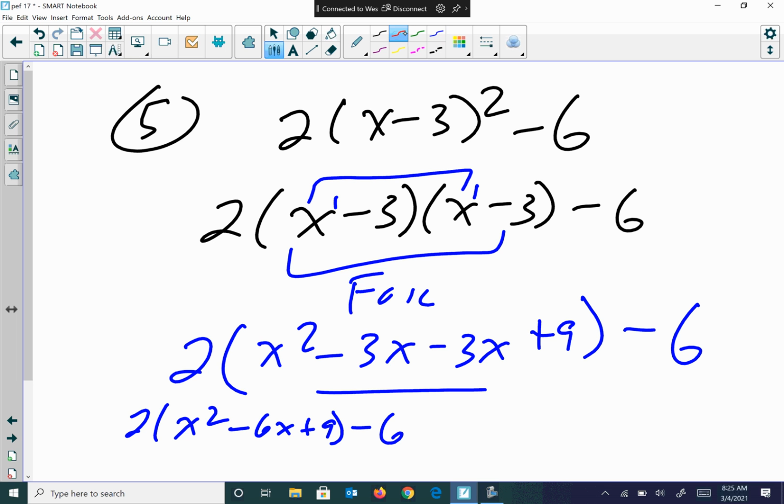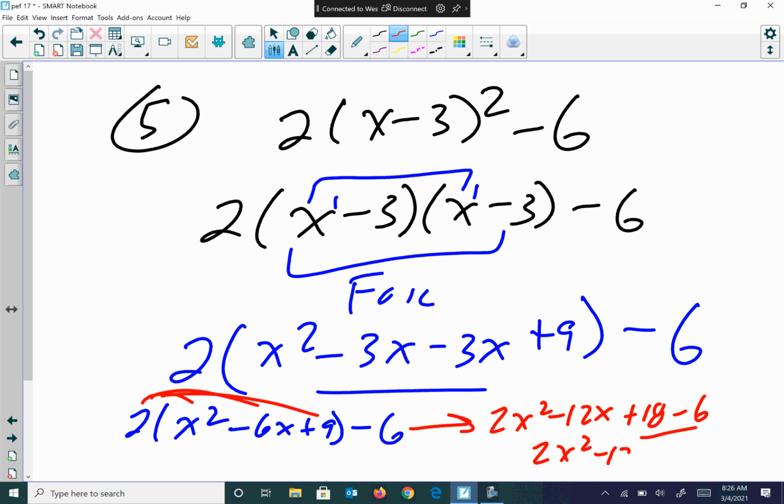And then what you want to remember to do is distribute the 2 over the parentheses first. So you're going to get 2x squared minus 12x plus 18 minus 6. And then those are like terms. So you got some weird times when like terms start showing up. So you just gotta make sure you show all your steps. Looks like that. That seem to be okay?